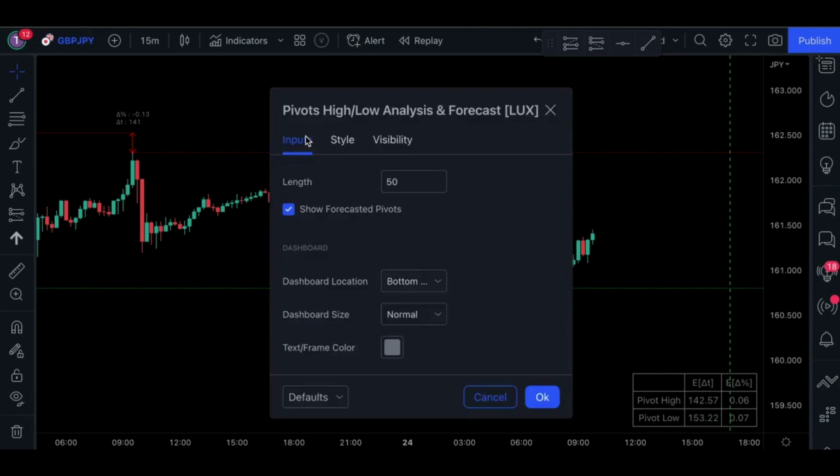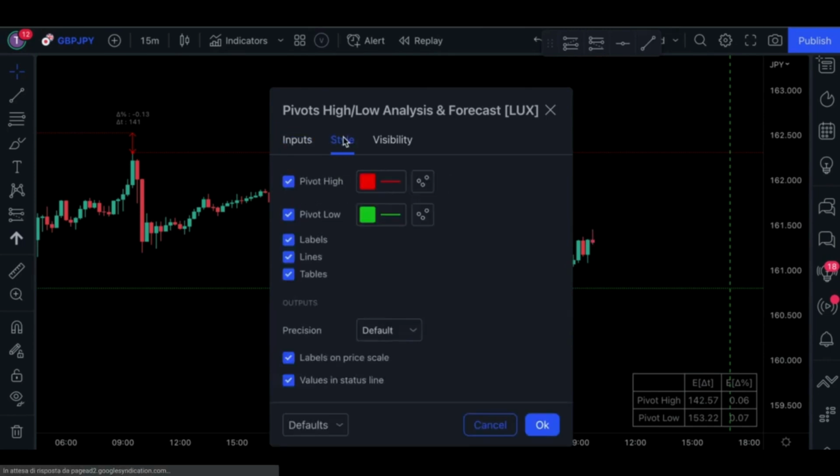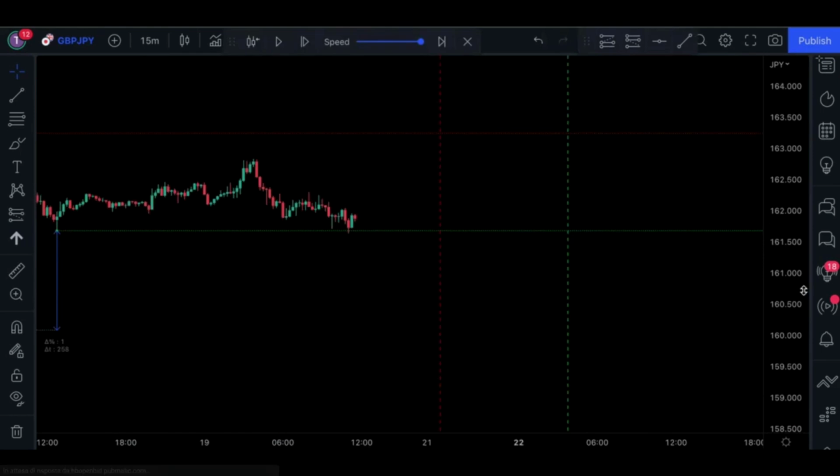If we access the indicator settings, we can see that in the input section the length is set at 50. Depending on your trading strategy, you can enable or disable this option. In the style section, we also got some options that we can enable or disable. So let's untick these tables as we're not going to need them. Now let's understand how this indicator works in practice.